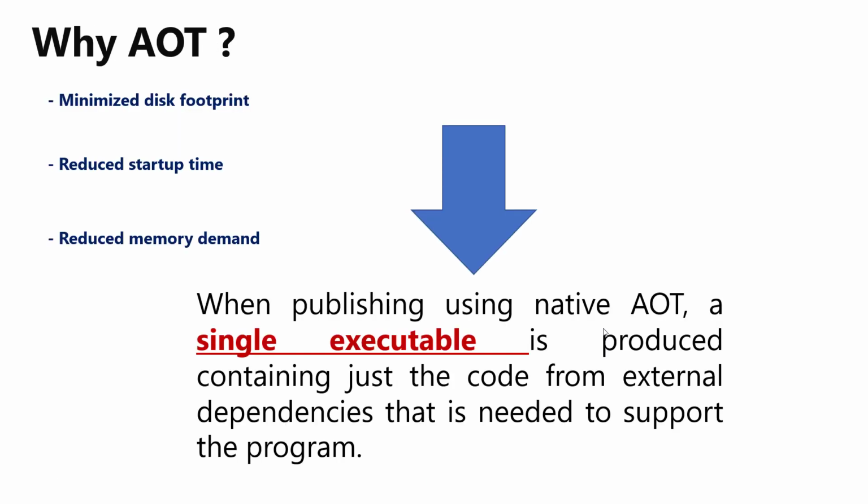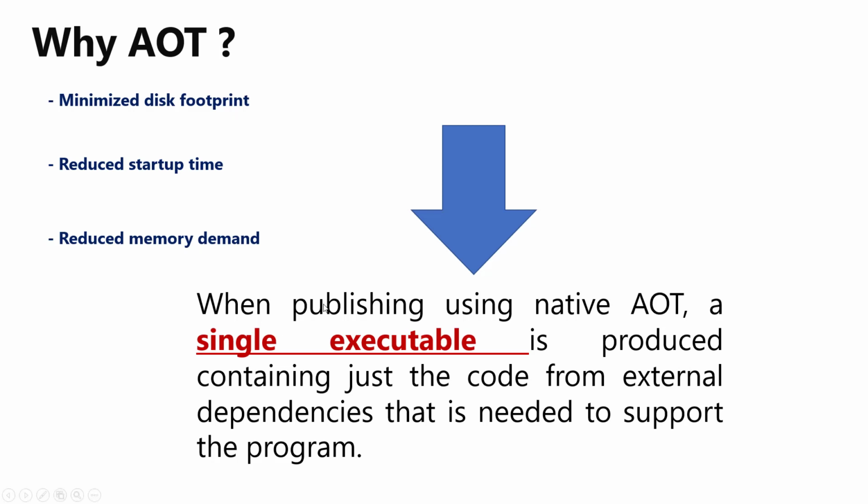So now we know the mechanism. The next is, why should we use AOT? First of all, minimize disk footprint. What does this mean? Less space. It occupies less space. The number of files would be less. The capacity that we need to occupy would be less.